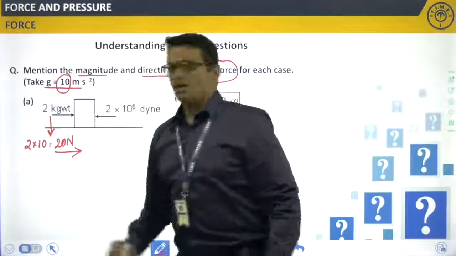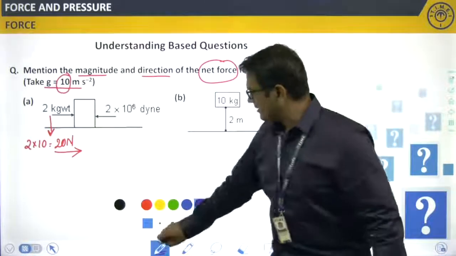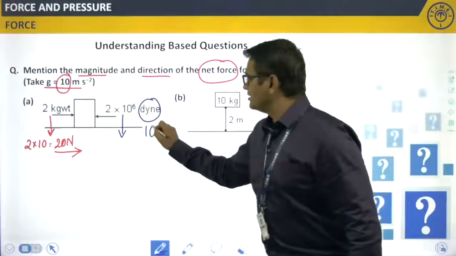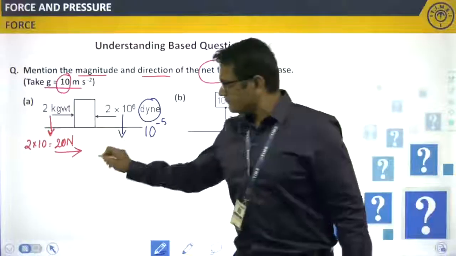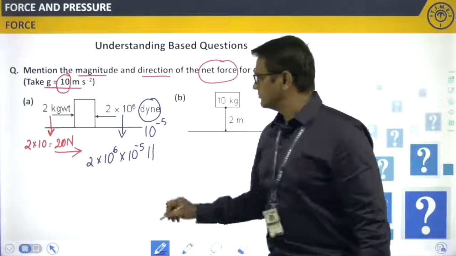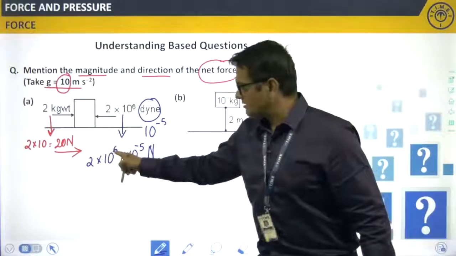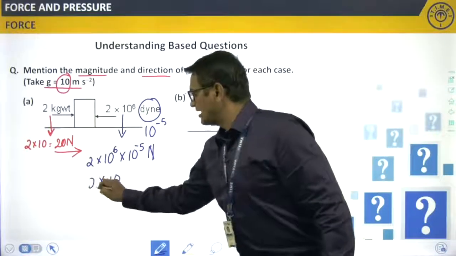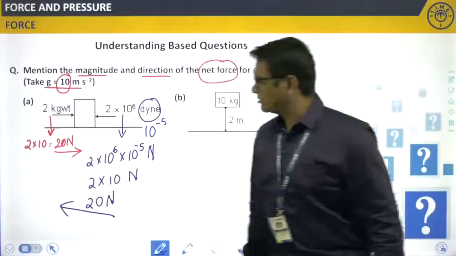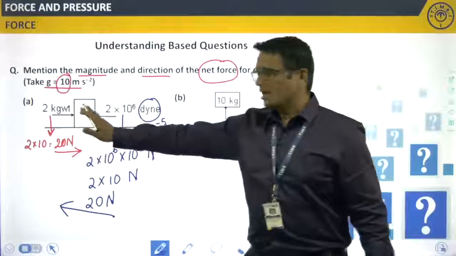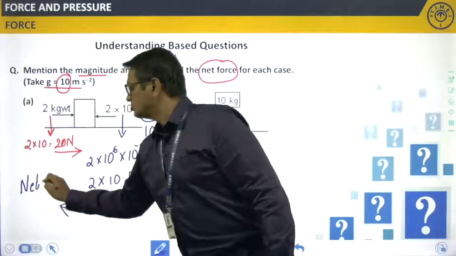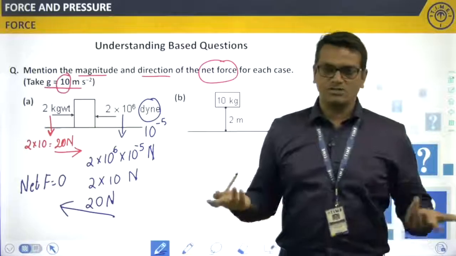The force acting in this direction is 20 Newton. Let me convert this into Newton, for that I'll take another color. How do I convert dynes into Newton? Multiply it with 10 raised to minus 5. Remember all these factors. So 2 into 10 raised to 6 into 10 raised to minus 5 Newton. Using the laws of exponents, 6 minus 5 would be 1. So 2 into 10 raised to 1 Newton, that is nothing but 20 Newton. So the force acting towards my right is 20 Newton, and the force acting towards my left is 20 Newton. So the net force will be 0, and since there is no force, there will be no direction.